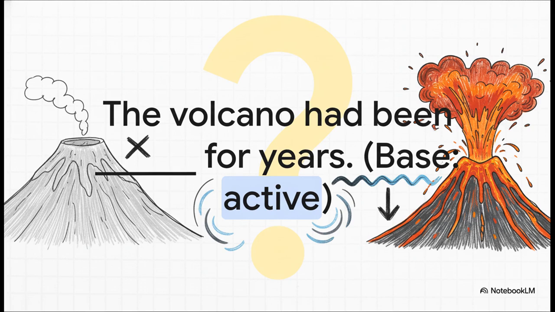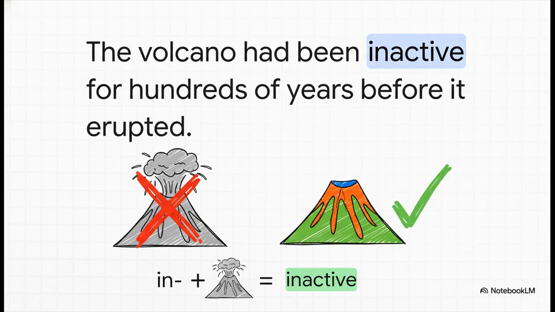All right, next up. The volcano was quiet for a long, long time. The base word is active. So what's the opposite form we need to describe something that is, well, not active? You got it. Inactive. That's a perfect use of the prefix in. See? You're getting this. Let's do one more.